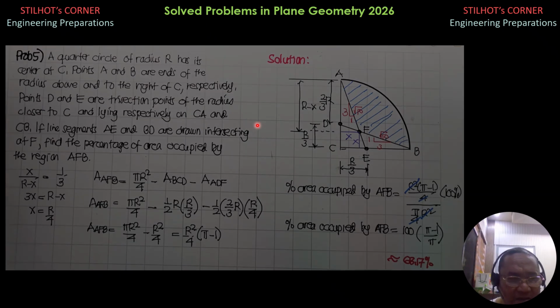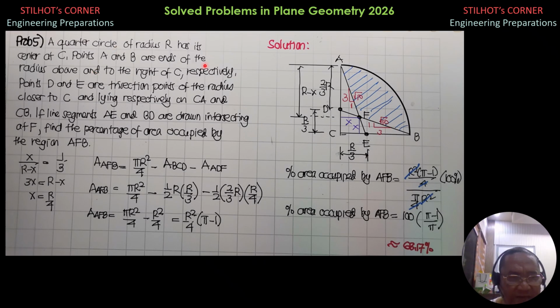So for this last problem, 5, a quarter circle of radius r has its center at C. Points A and B are ends of the radius above and to the right of C. So this is the quarter circle, center at C. Points A and B are ends of the radius, A is above and B to the right of C respectively.